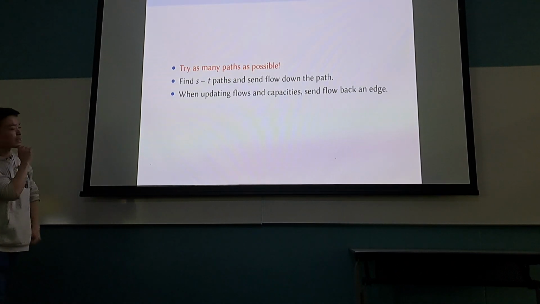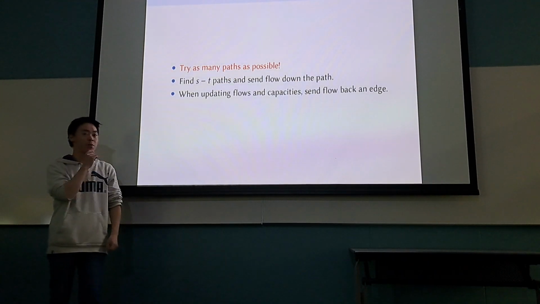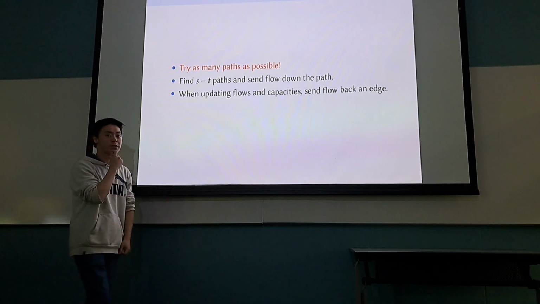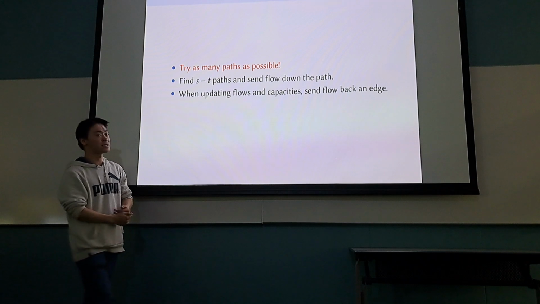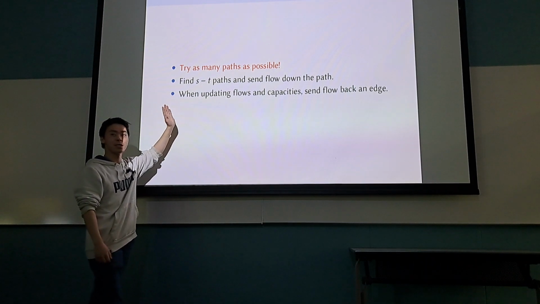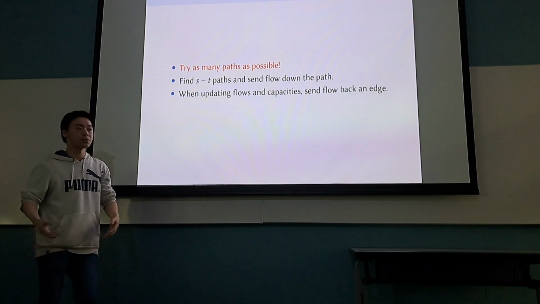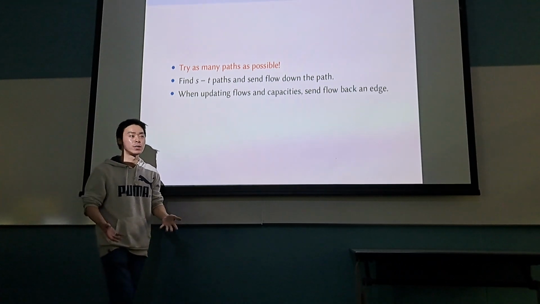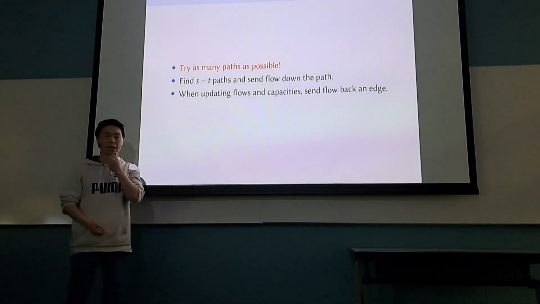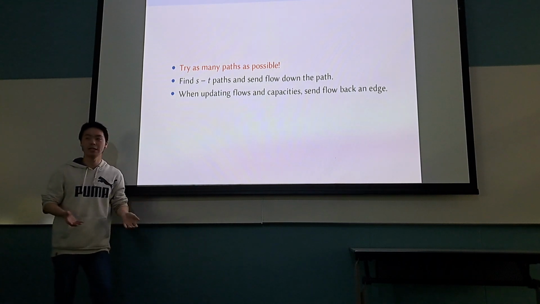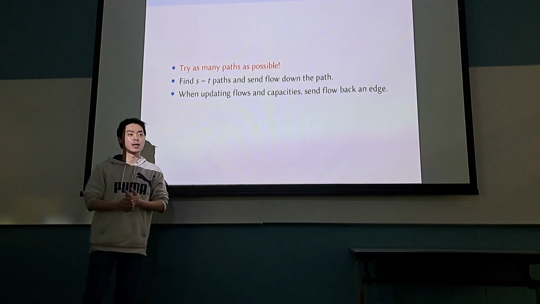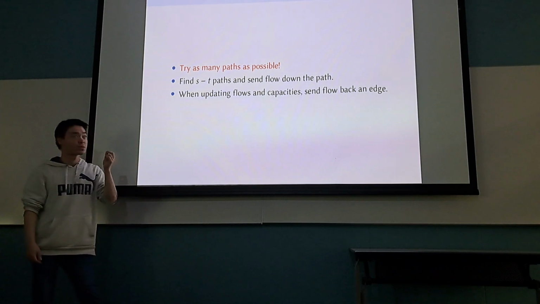So the question here is, if we know the problem that we want to solve, how could we solve it? There are a couple of ways we can do this. One way is to try as many paths as possible. But what we'll find is that if we arbitrarily choose the paths that we want to take, then we might hit a point where we can't send any more flow when there's actually a possibility that we can send more. We'll look at an example later on as well.